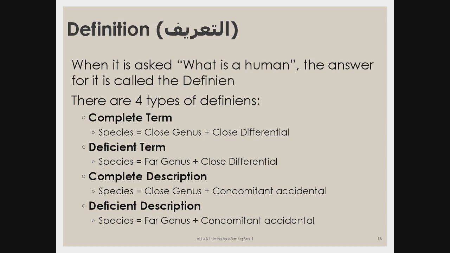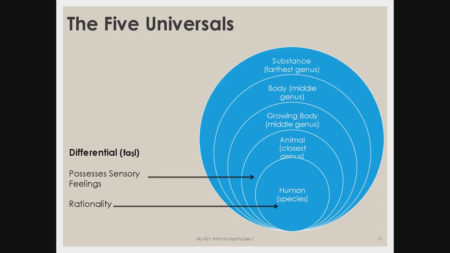Okay. In any case, they say that in order to do the best definition, you have to do something called hadd tam, al-hadd tam. I define it as the complete term. What is the equation for that definition? They say species, and this can be anything, by the way. A species doesn't have to be living. It can be a pen. A species equals its closest genus. What do I mean by closest genus?